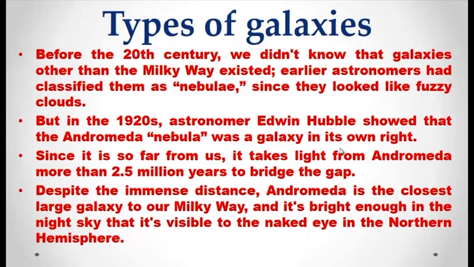Since Andromeda is so far from us, it takes light 2.5 million years to bridge the gap. So, the distance of Andromeda from the Milky Way galaxy is 2.5 million light years. Despite the immense distance, Andromeda is the closest large galaxy to our Milky Way galaxy, and it's bright enough in the night sky that it's visible to the naked eye in the northern hemisphere.